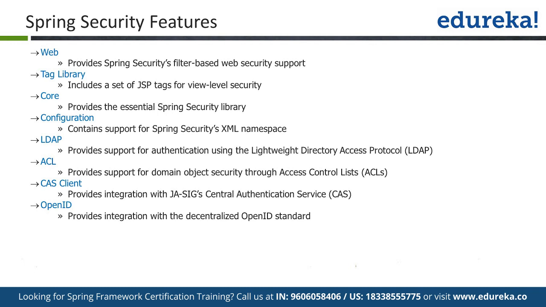Then we have a CAS client. So what is a CAS client? By the way, Spring Security provides the integration for CAS client as well with the help of JASIG Central Authentication Services. JASIG is another Java API for security integration, a very standard API, part of J2EE. So using that, you can create your Central Authentication Service. And nowadays it is very common. Almost all the organizations are using it.